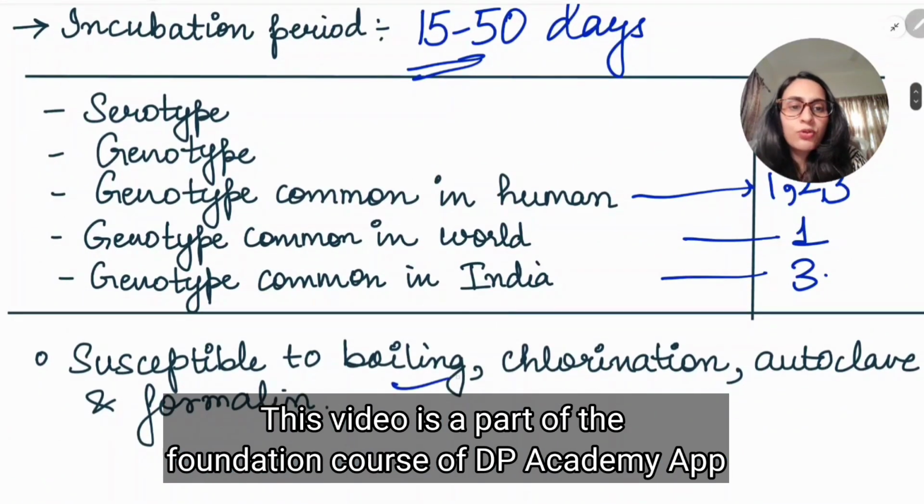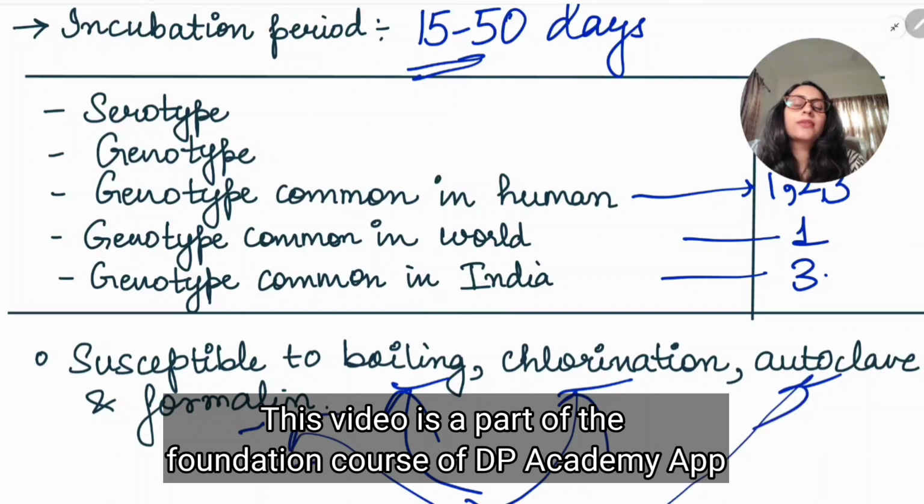And since they are susceptible to boiling, chlorination, autoclave, and formalin, they can be killed by boiling, by chlorination, by autoclave and formalin. And that is why we autoclave the instruments. We boil everything that comes in contact with the hepatitis patient. Or in the normal surgery OT, you boil everything, you chlorinate everything, you autoclave everything. This is the reason, because we don't know if the patient has hepatitis or not, and hepatitis can be killed by all of these: boiling, chlorination, autoclave, and formalin.